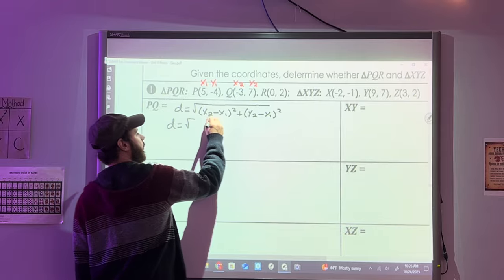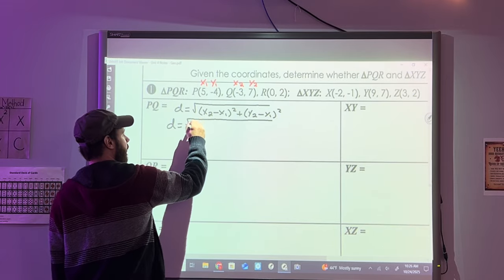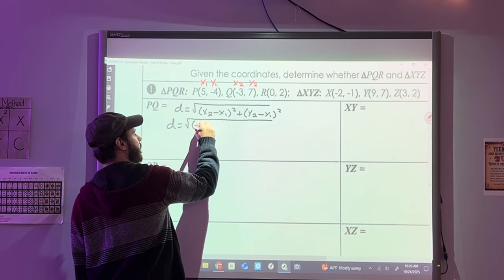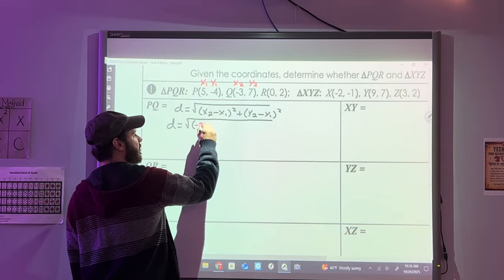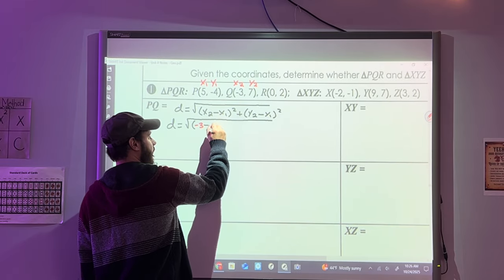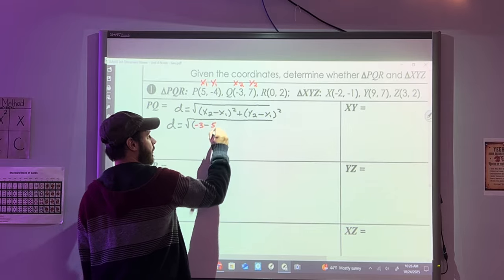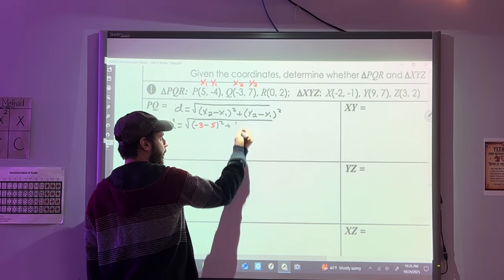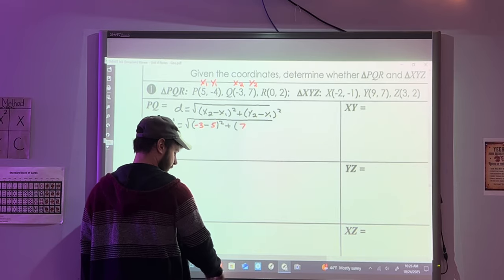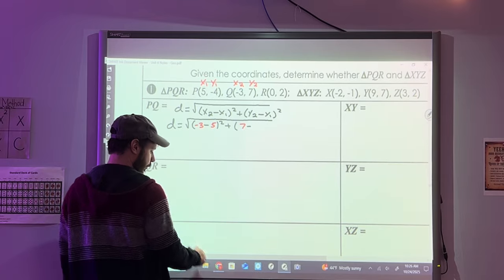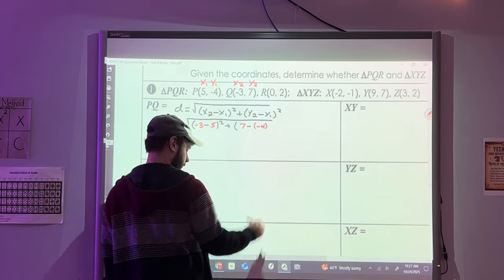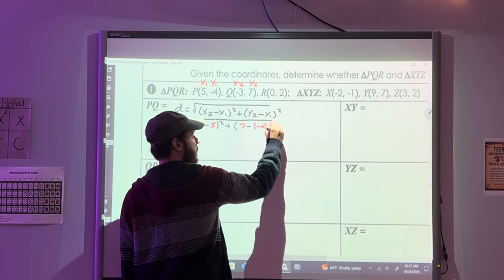Distance equals big ol' square root. The formula says x2. x2 was -3. The formula says I subtract x1 from that, 5. Close it, square it, add y2, 7, minus y1, -4. Close it, square it.